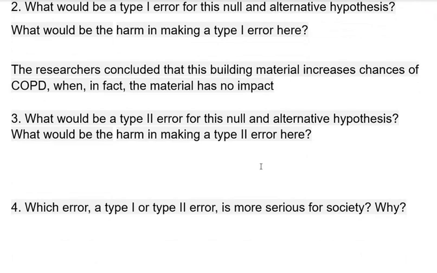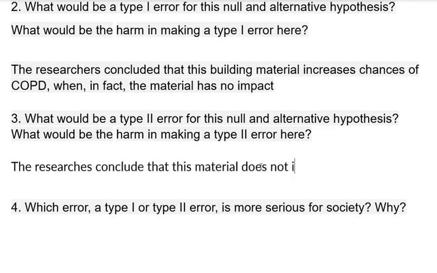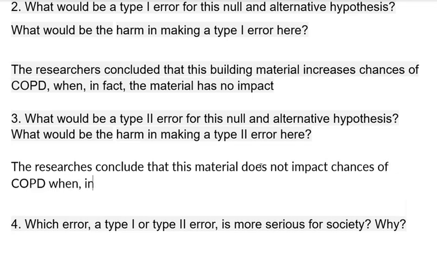A type 2 error, you can probably guess now, it's just the opposite. The researchers conclude that this material does not impact chances of COPD when, in fact, it does. So this would be the researchers spent all this time. They looked at this material, looked at the long-term effects, and they said, no, we can't say that this actually increases your chance of COPD. And it turns out they're wrong. They missed something in a type 2 error, and they missed a possible conclusion they could make.